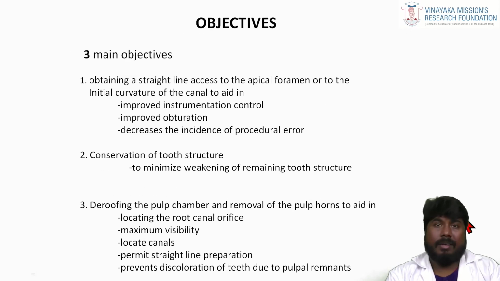We have three main objectives. First one is obtaining a straight line access to the apical foramen or to the initial curvature of the canal to aid in improved instrumentation control, improved obturation, and decreased incidence of procedural error. Second one is conservation of the tooth structure to minimize the weakening of the remaining tooth structure. Third one is de-roofing the pulp chamber and removal of the pulp horns to aid in locating the root canal orifice, maximum visibility, locating the canals, permitting straight line preparation, and preventing discoloration of the teeth due to pulpal remnants.